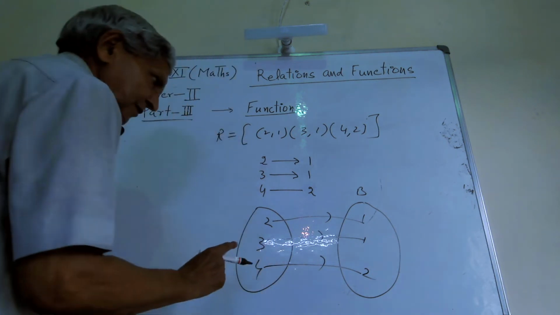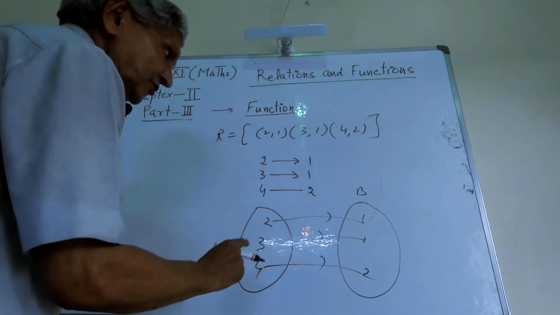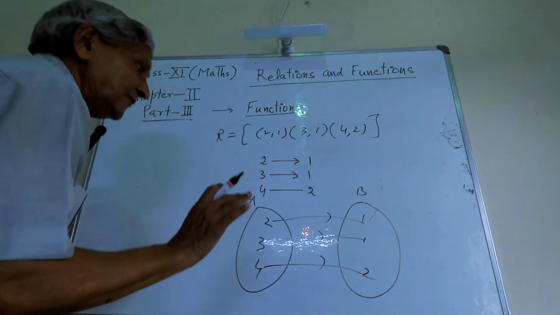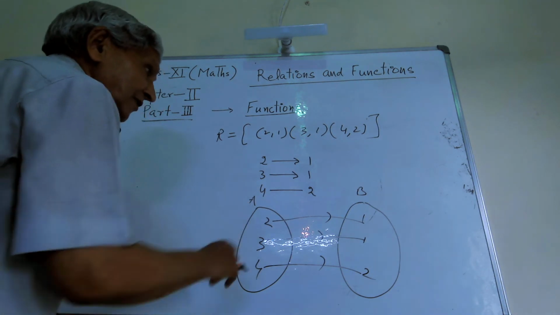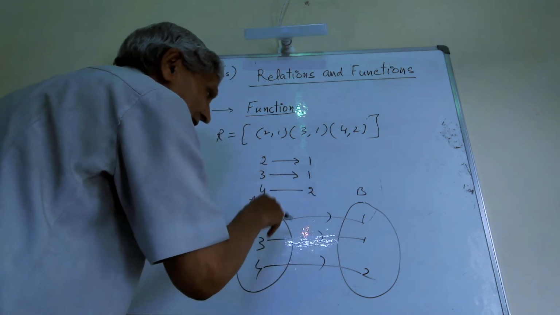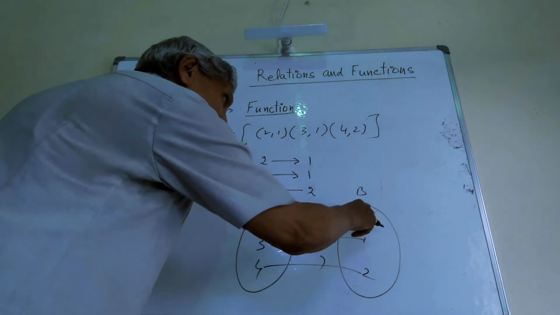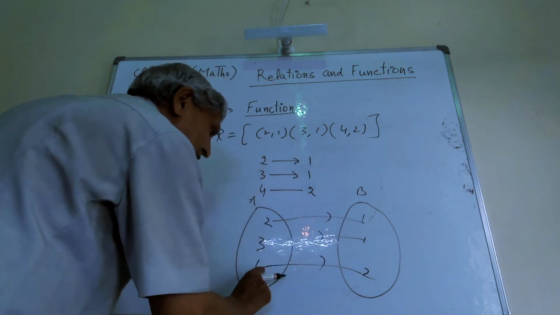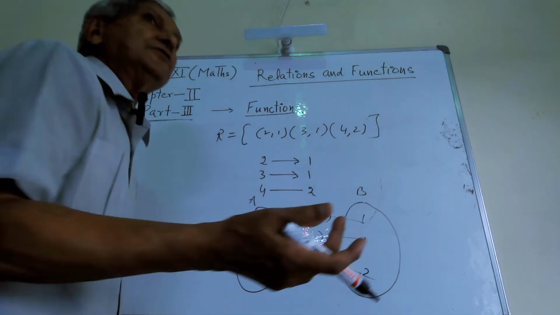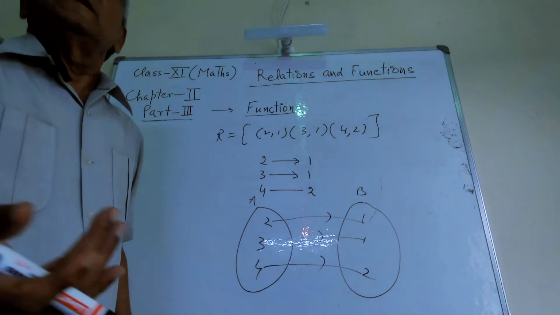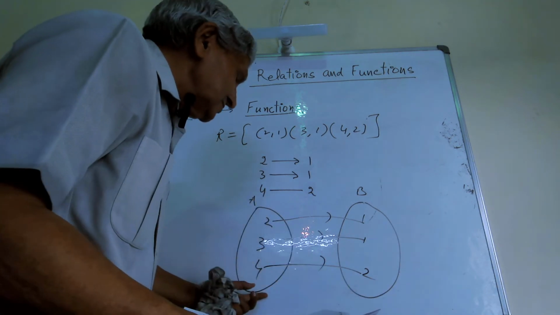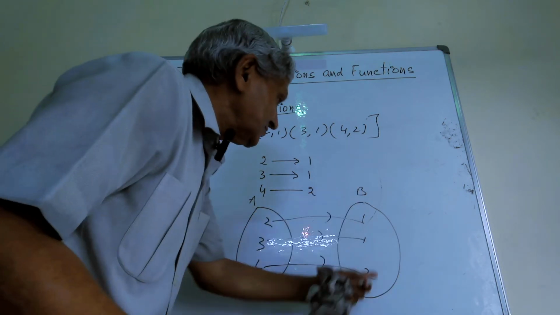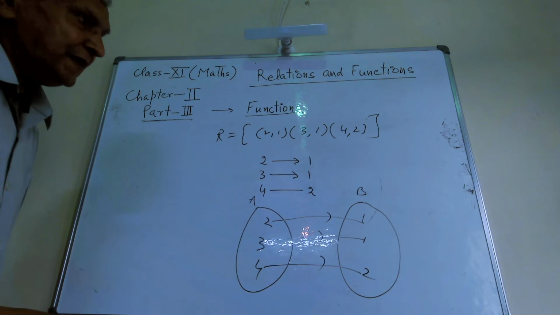Now see, tally the two conditions. All the elements of A, this is right. No element is left. All have images. And see there, all these elements have one and only one image. Yes, this has one image. 3 has also one image. 4 has also one image. Second condition is also satisfied. All the elements have images, and all the elements of A have one and only one image in B. Both the conditions are satisfied.